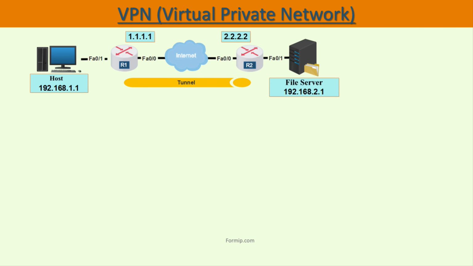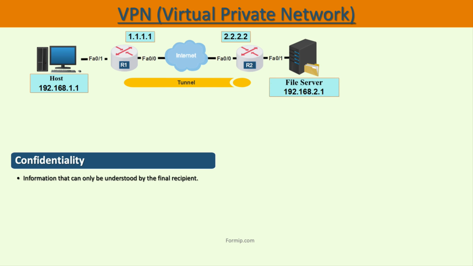The disadvantage is that the internet is a public network, and therefore, we have no idea who could spy on our data. That's where VPN comes in. It makes a public network, such as the internet, as secure as a private line by providing 4 elements. We have confidentiality.